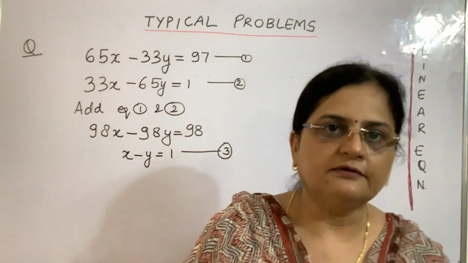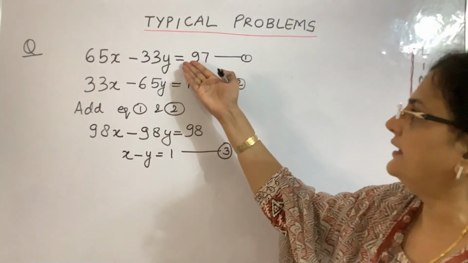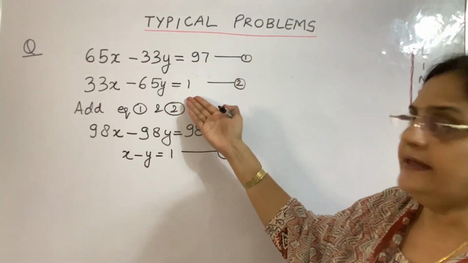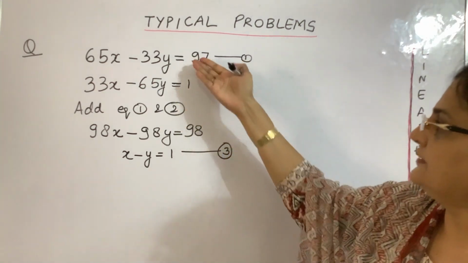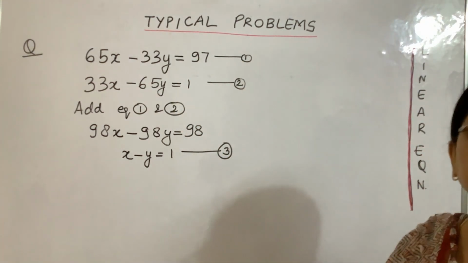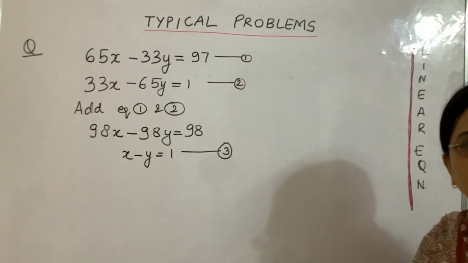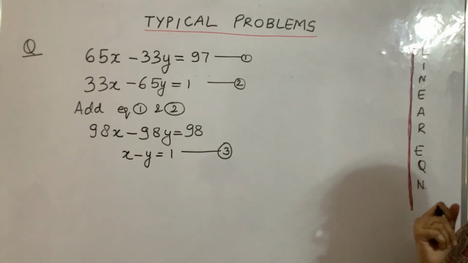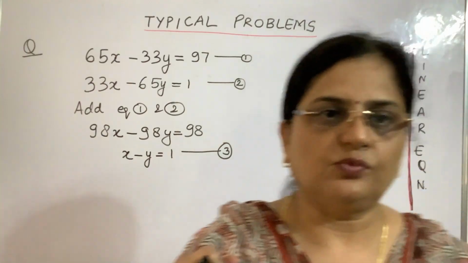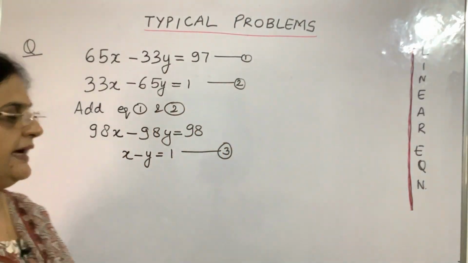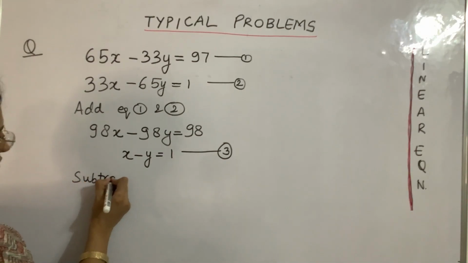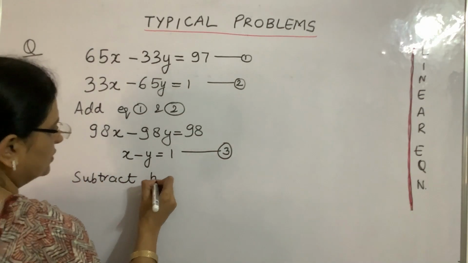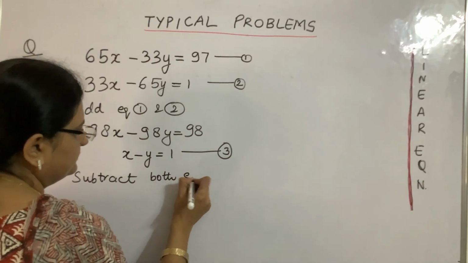Now what have we done? We have simplified this. It looked like it would involve a lot of calculation, but as soon as you add it, you see that it simplifies into a very simple equation. And what is it? x minus y is equal to 1. So first you have to add both the equations and then you have to subtract both equations.